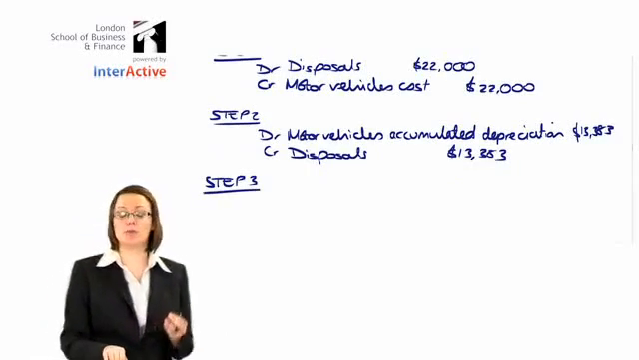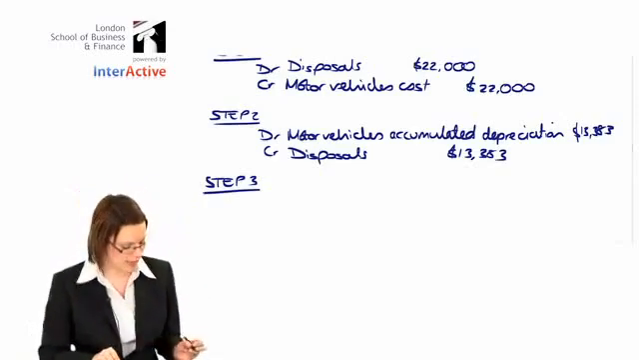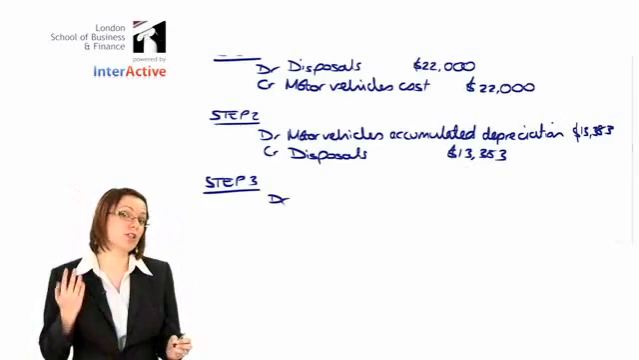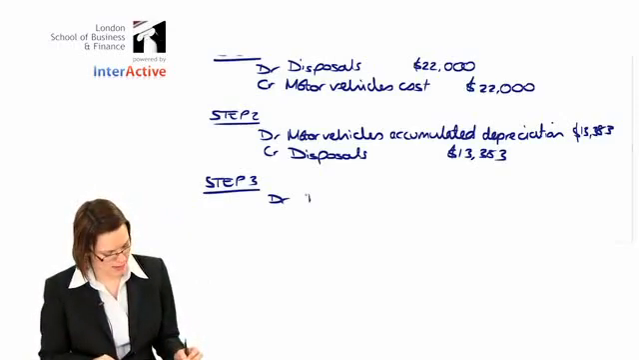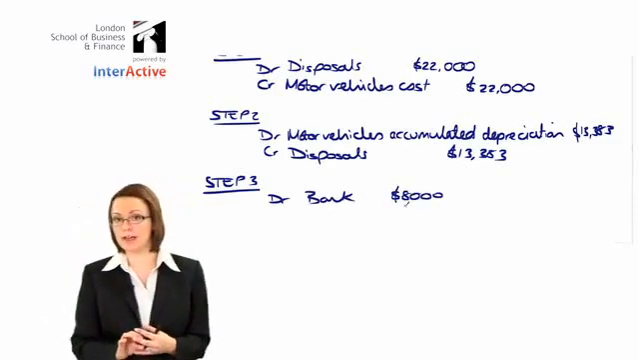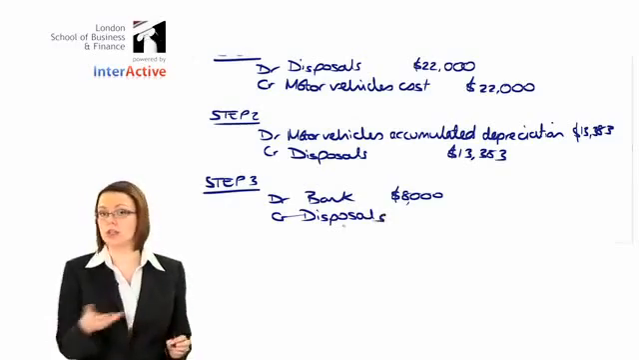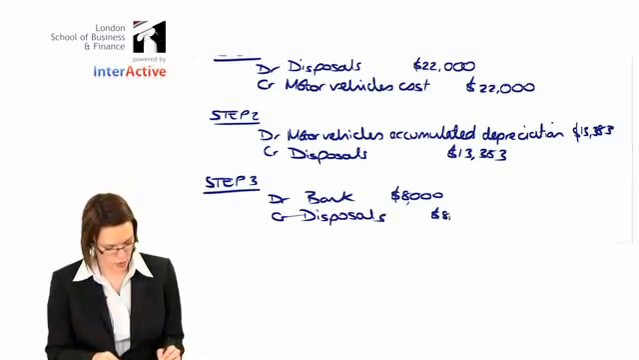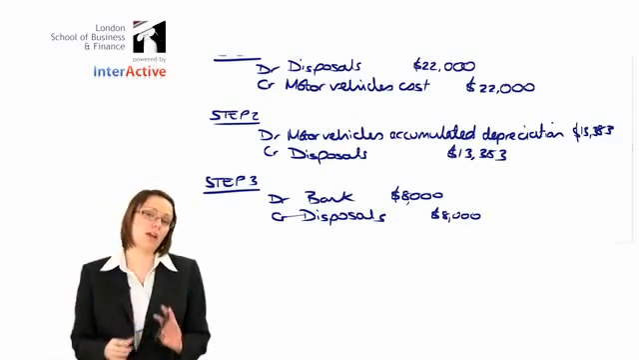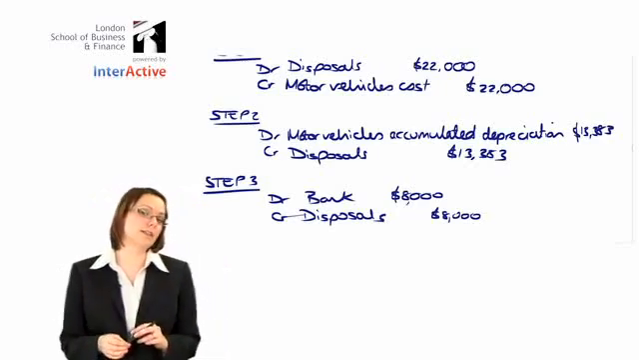step 3 is to deal with your proceeds. You've received $8,000 cash from disposing of that asset. So we're going to, of course, debit the bank account with $8,000, the proceeds from disposing the motor vehicle, and then credit disposals, because this is a disposals question. The corresponding entry has to go to disposals. And there we have it. There's our 3-step process now complete.